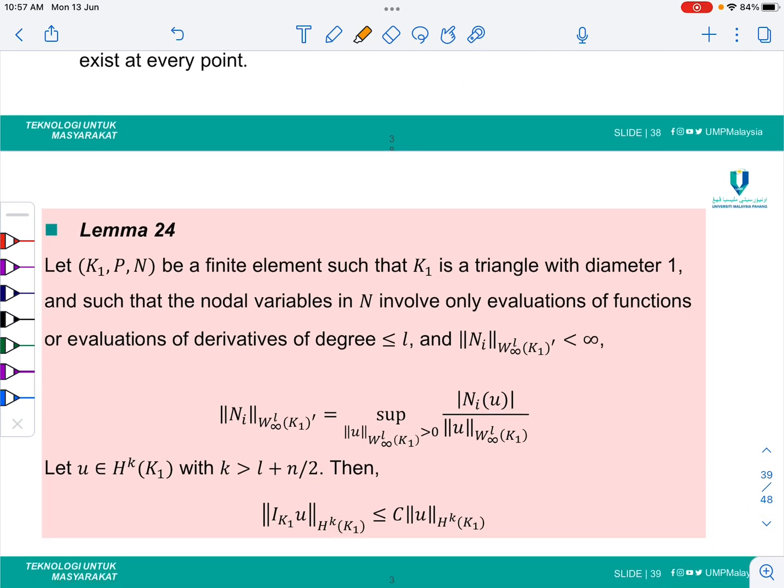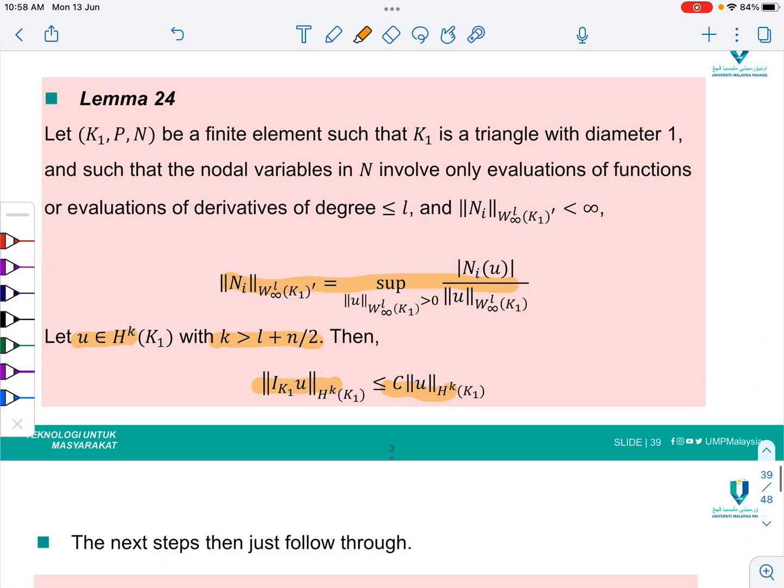Lemma 24, let (K1, P, N) be a finite element such that K1 is a triangle with diameter 1 and such that the nodal variables in N involve only evaluation of functions or evaluations of derivatives of degree less than or equal to l, and N_i in the W^{l,infinity} norm is finite, and this statement holds. Let u in H^k with k greater than l plus n over 2, then the interpolation of u in H^k is bounded by C times the norm of u in H^k.